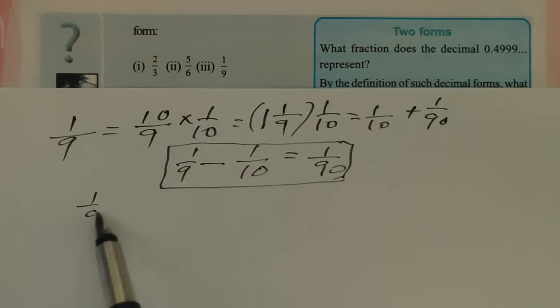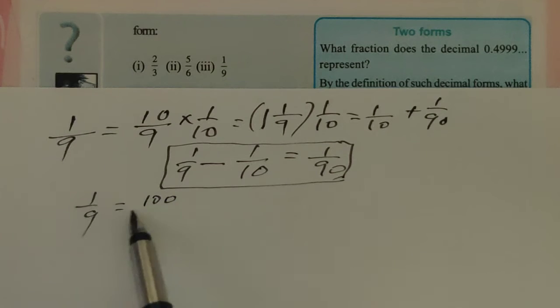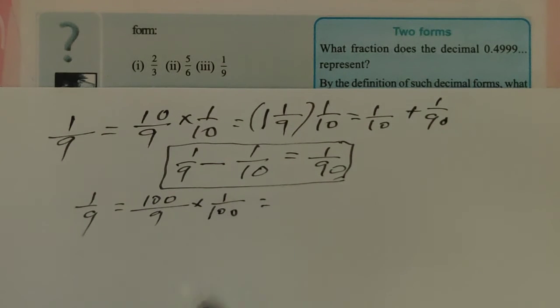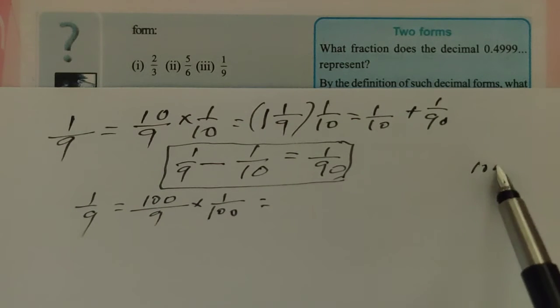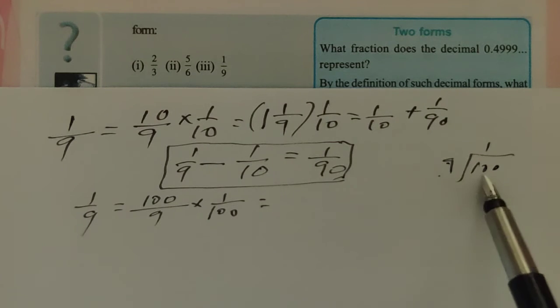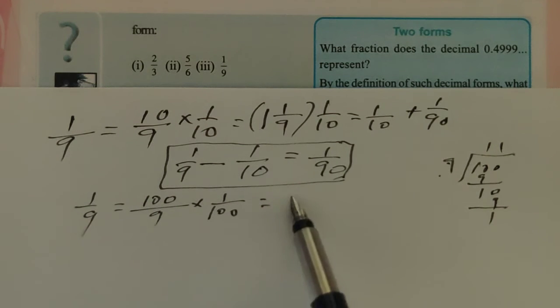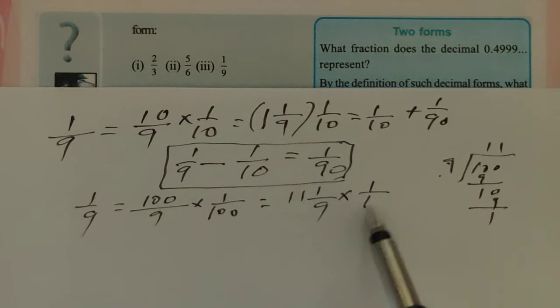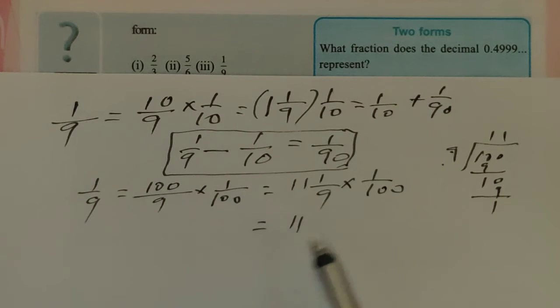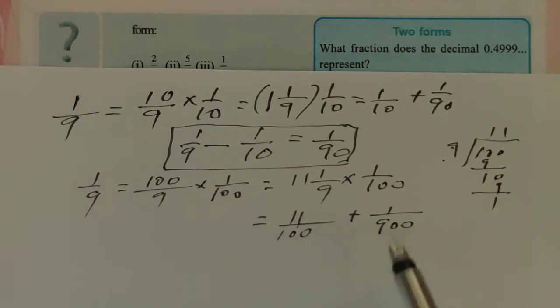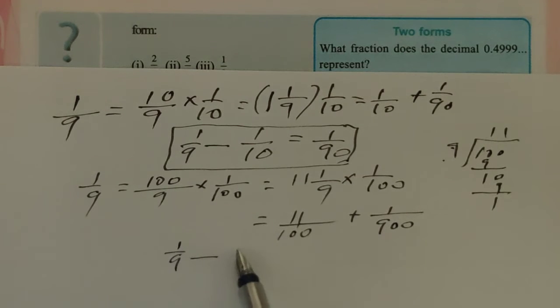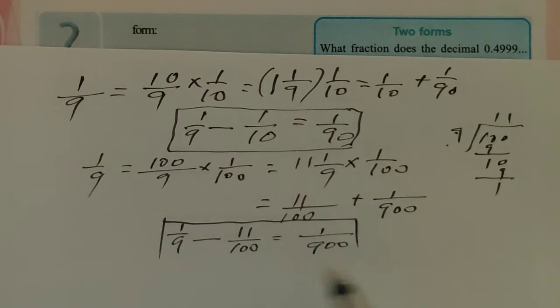And now we want to change 1 by 9. With denominator 100, 1 by 9 is equal to 100 by 9 into 1 by 100. What is 100 by 9? There is no need for this type of division. 100 by 9 is 11 with remainder 1, so 11 and 1 by 9, into 1 by 100. That is, you get 11 by 100 plus 1 by 900. Then this gives the equation 1 by 9 minus 11 by 100 is equal to 1 by 900. Put it in a box.